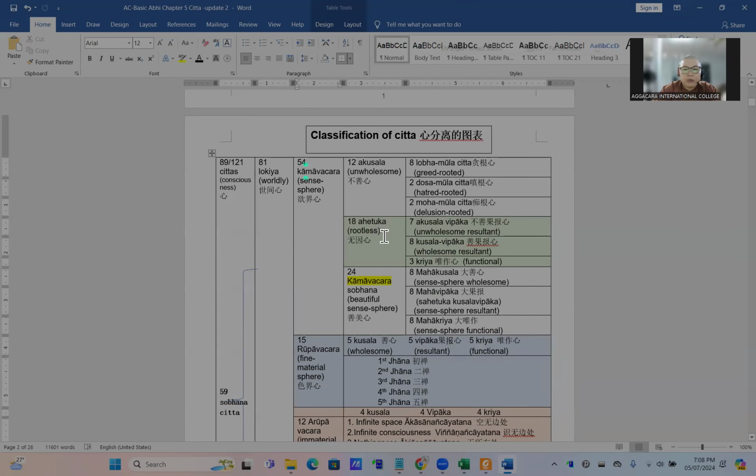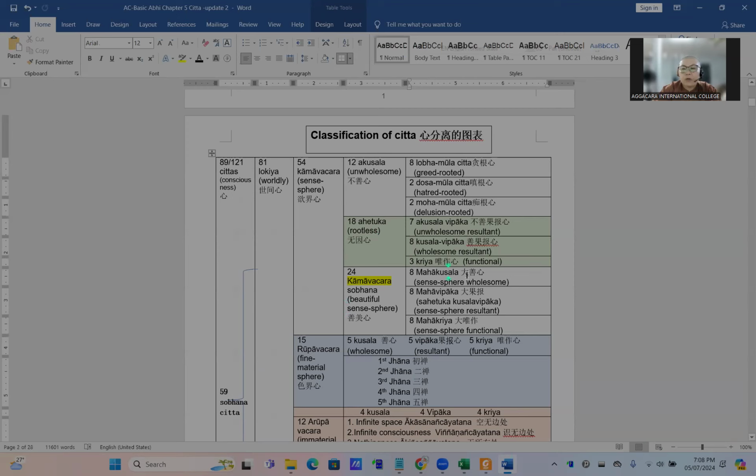18 ahetuka, rootless. We finished already. Now we are going to go for 24 Kama Vachala Sobana. This is called purpose. This is 24 called Kama Vachala Sobana. Beautiful sense sphere consciousness. It has the words Kama Vachala. Okay, but it is called beautiful because it's a wholesome one, to do with wholesome.